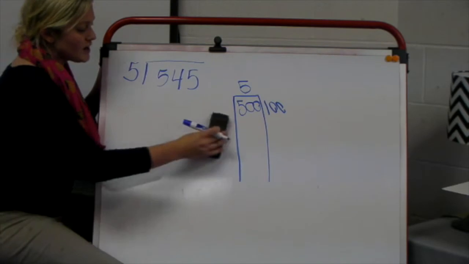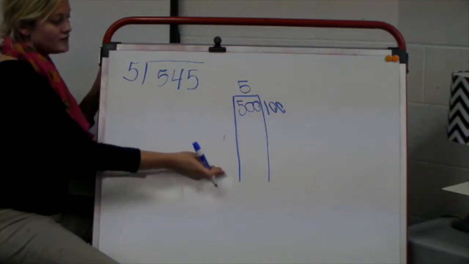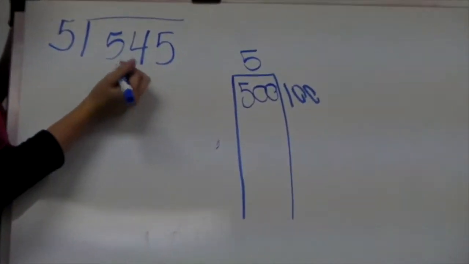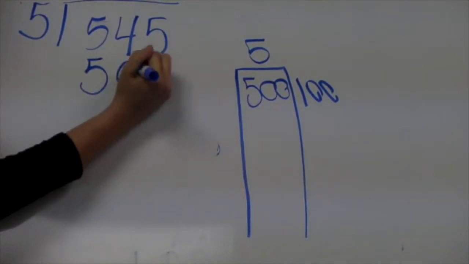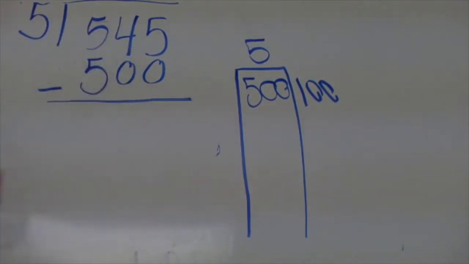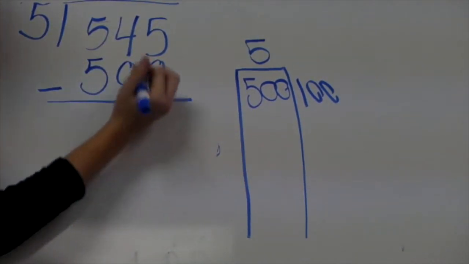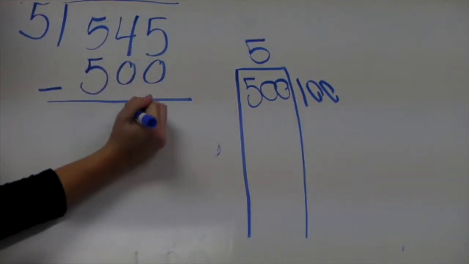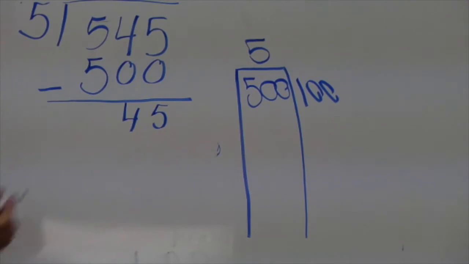Okay, now I've taken up 500 of this area already. And I need to subtract and see what I have left to fill. So I subtract 500 from 545. 5 minus 0 is 5, 4 minus 0 is 4, and 5 minus 5 is 0. So I have 45 left.